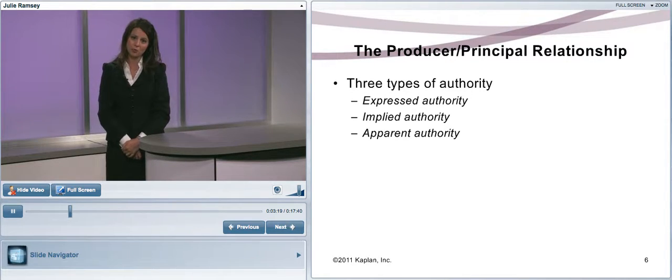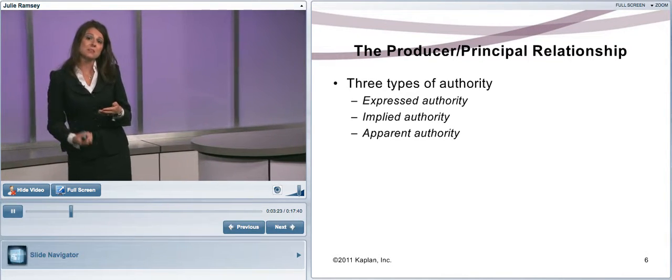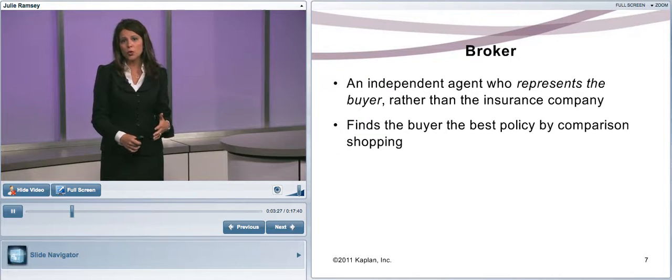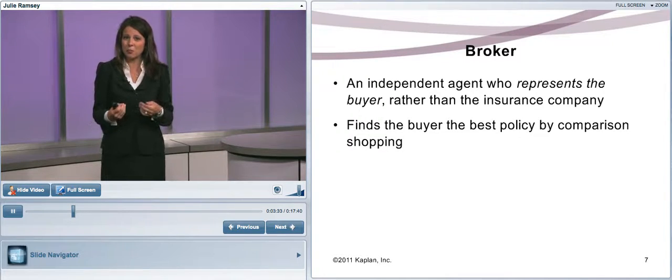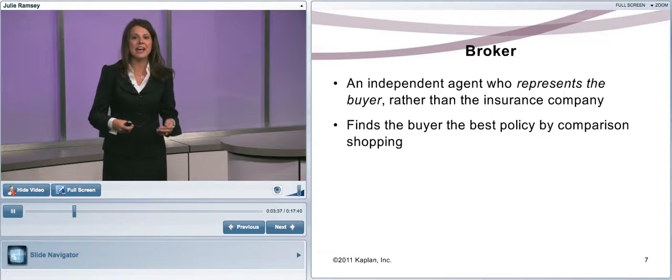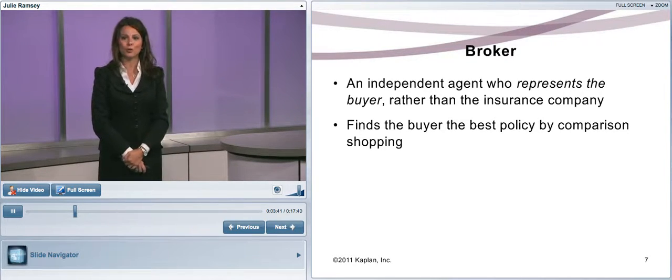A broker. A broker is an independent agent who represents the buyer instead of the insurance company. And a broker finds the buyer the best policy by comparison shopping. So when you see anything about a broker, it represents the client, the buyer, not the insurance company. And then he will find the best place in order to place that business for the client.